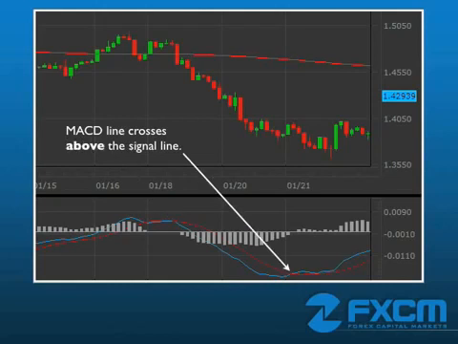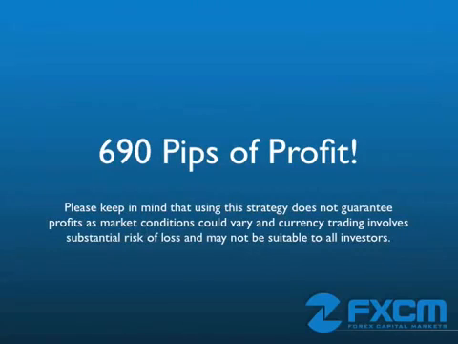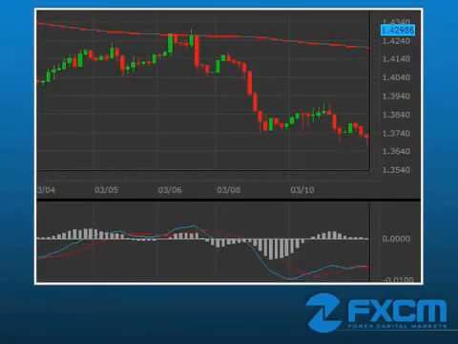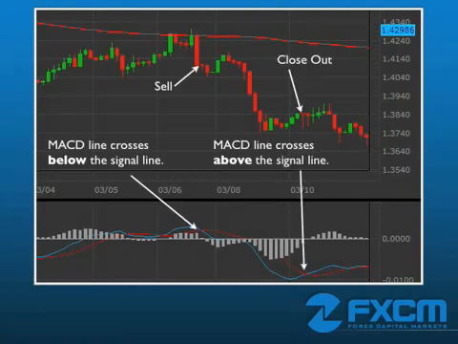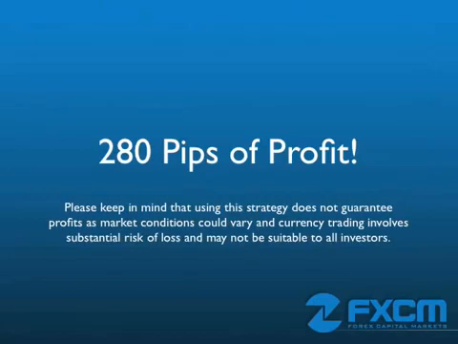Now moving forward, things are looking pretty good. And right here, the MACD line crosses back below the signal line. We can close out our trade here at about 1.3960 and take a profit of about 690 pips. Okay, here's another one. We can sell here at this cross and wait for this cross to get us out of the trade. Once again, a nice trade with a profit of about 280 pips.